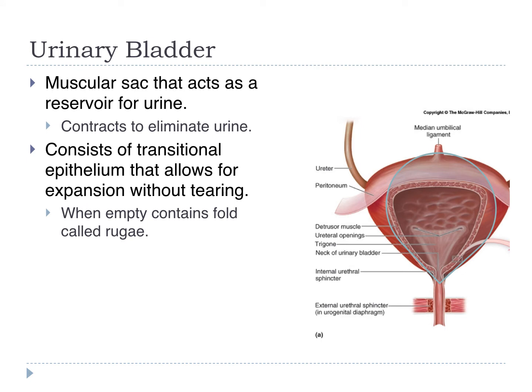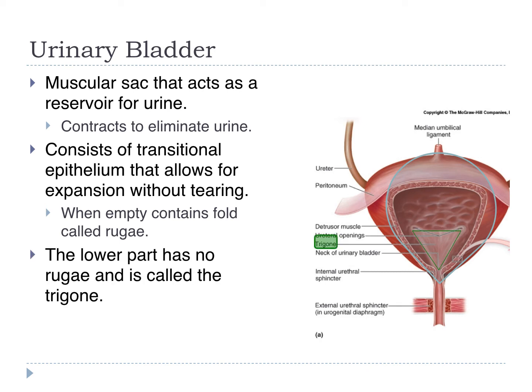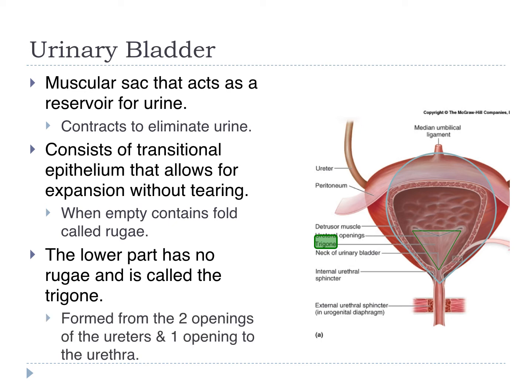When empty, however, the bladder is going to contain folds known as rugae, really similar to what we saw inside the stomach. They're there, that way the bladder can expand. The lower part of the bladder, however, has no rugae in an area known as the trigone, so that nice upside down triangle. The reason being, the trigone is formed from the two openings at the posterior side, the ureters, and the one opening toward the bottom known as the urethra. This area will not change in shape or in size.